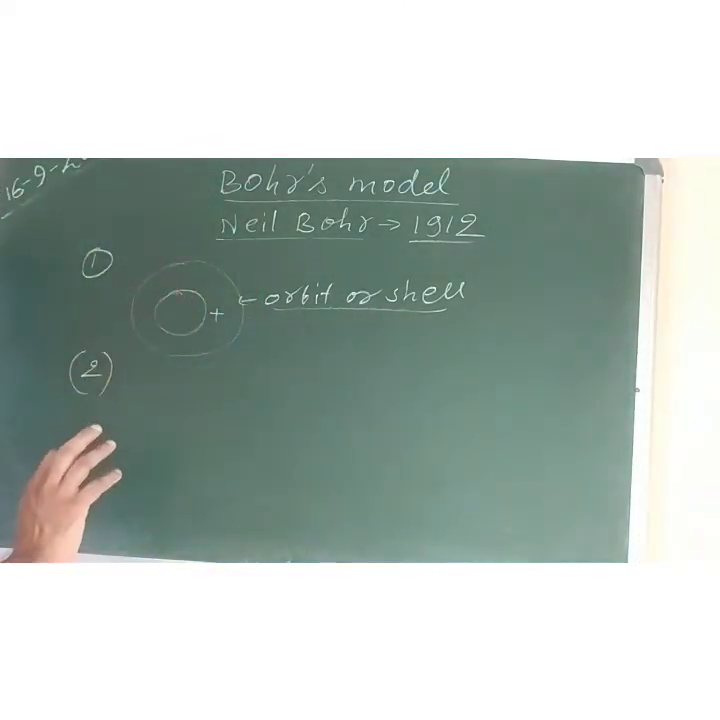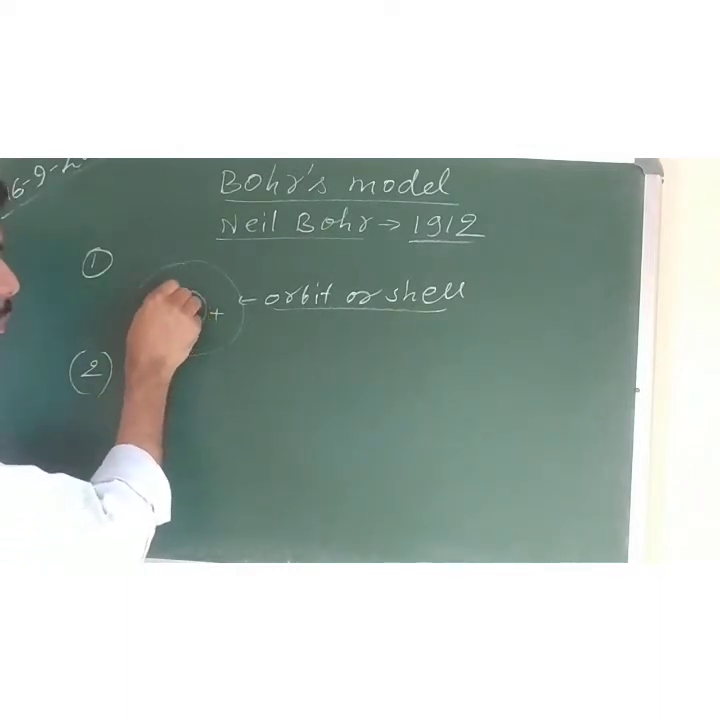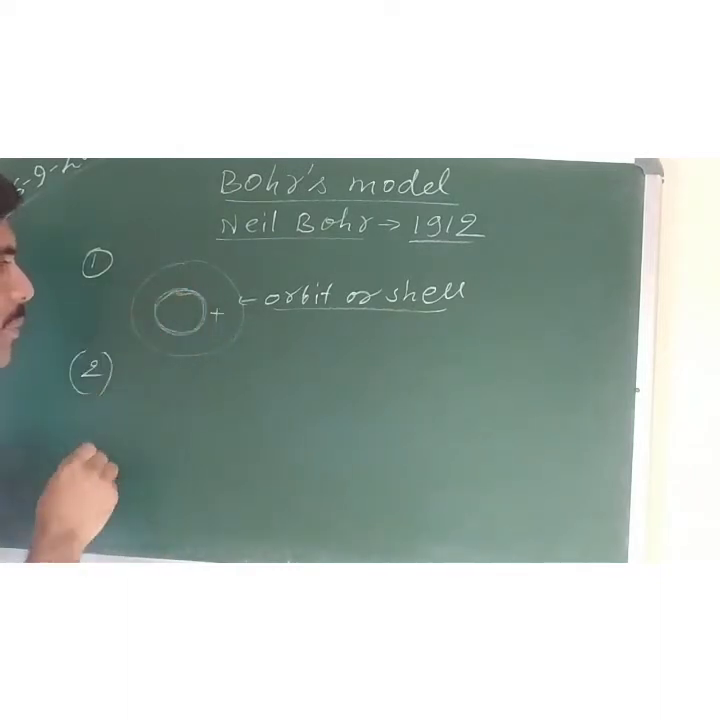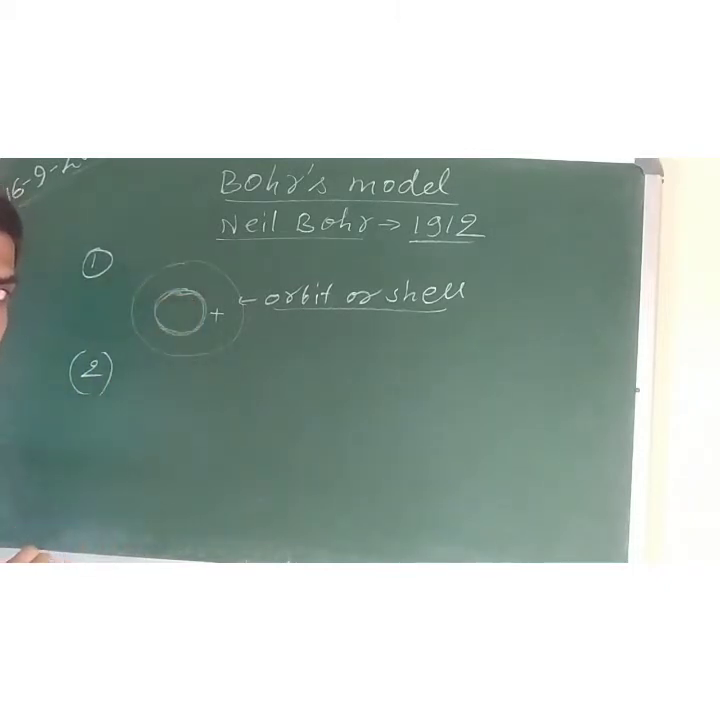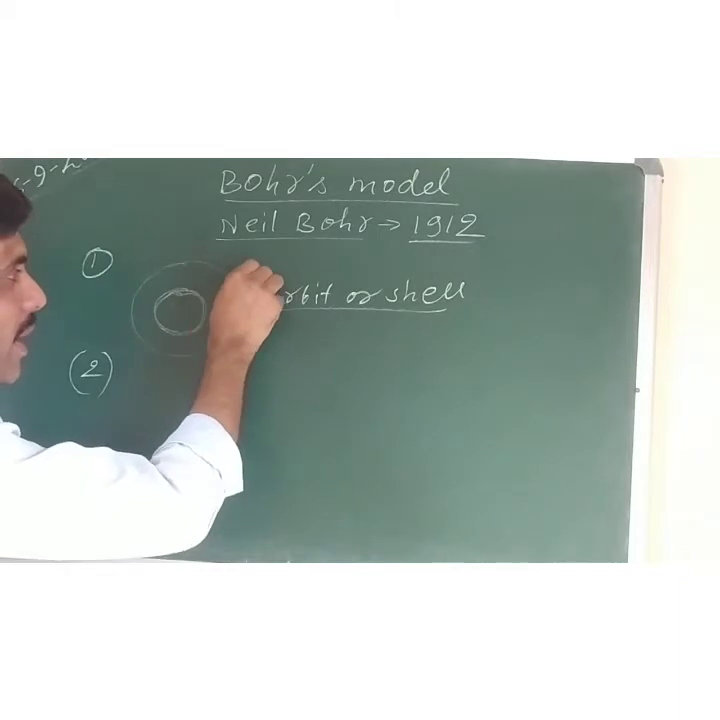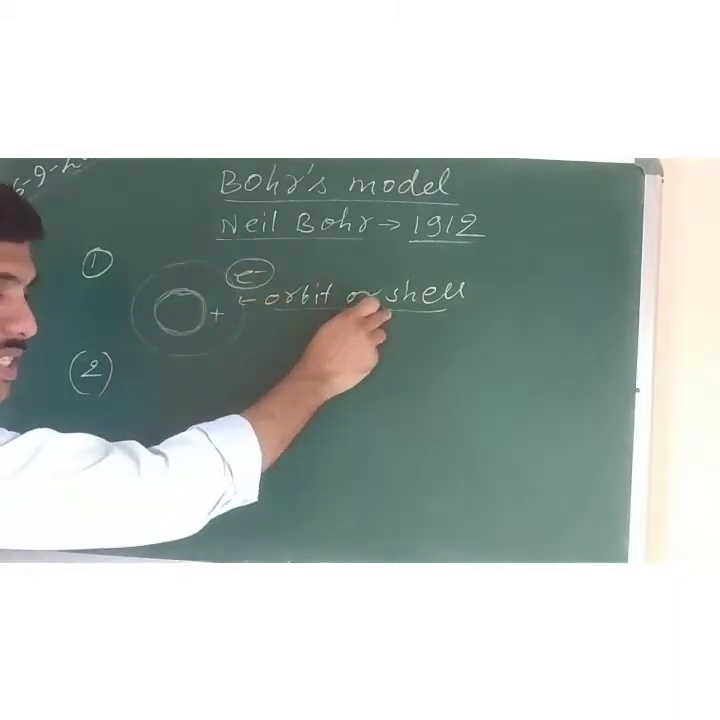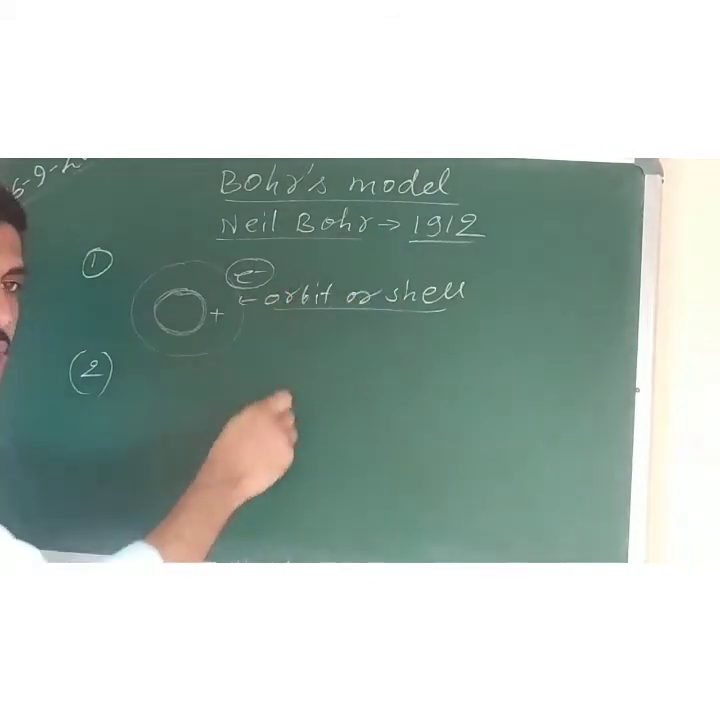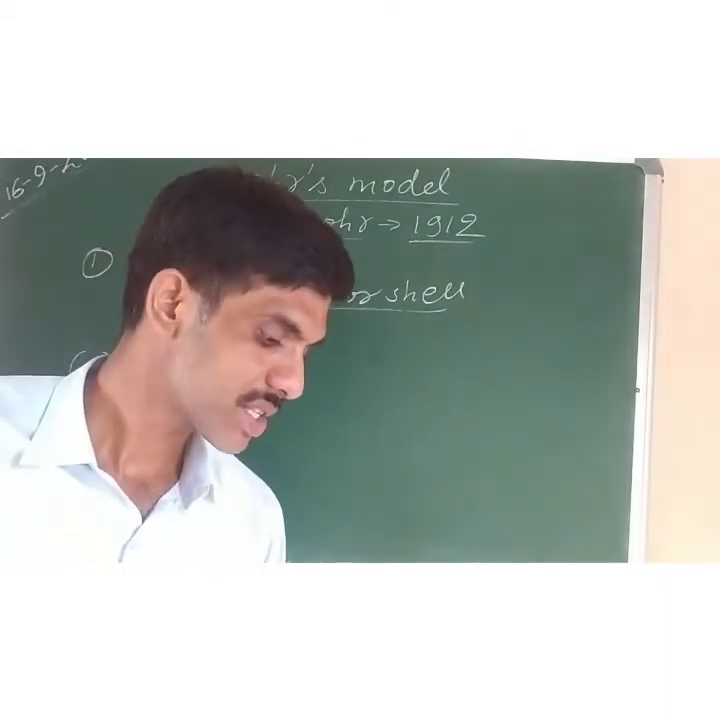So what is the first point of Bohr's atomic model? An atom consists of a small positively charged central part called the nucleus, in which the protons and neutrons are present, and the electrons revolve around this nucleus in paths called orbits or shells, and each orbit or shell has a fixed amount of energy. That's why the orbit is also known as an energy level or energy shell.